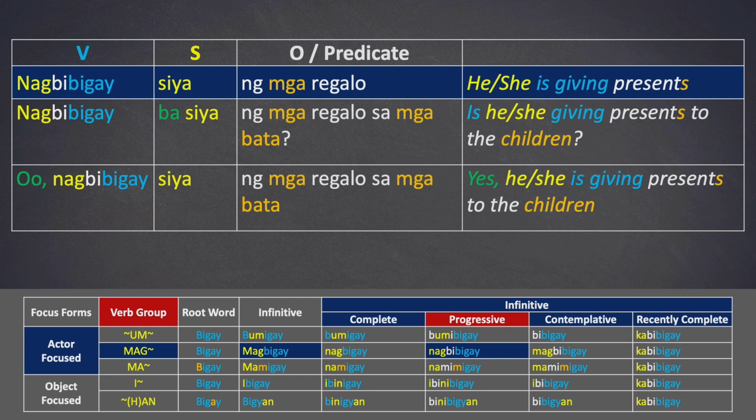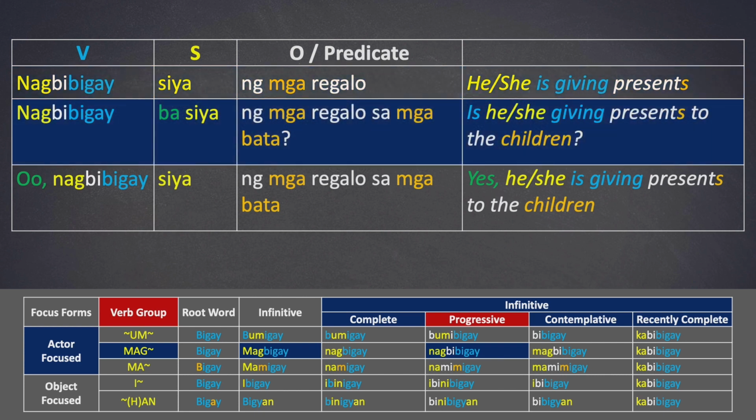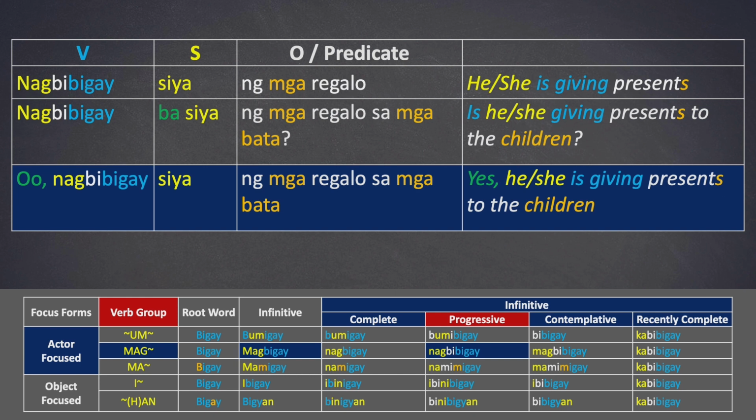Let's use it in the question form. Nagbibigay ba siya ng mga regalo sa mga bata? Is he or she giving presents to the children? Let's respond in the affirmative. Oo, nagbibigay siya ng mga regalo sa mga bata. Yes, he or she is giving presents to the children.